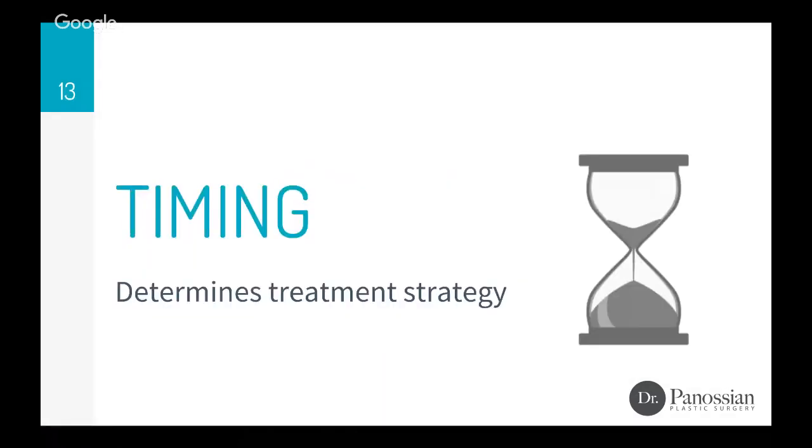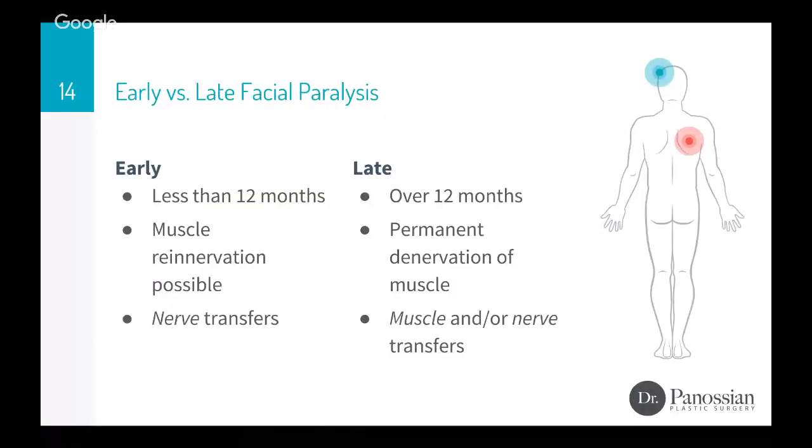Now, timing. This is a very important aspect of any peripheral nerve injury, and this also applies to the treatment and intervention for facial paralysis. It really determines what our strategy is going to be. The way I like to look at this is paralysis occurring in the early phase or in the late phase. Of course, there's an intervening intermediate phase, which is sometimes difficult to pin down. But in general, we discuss early paralysis as that which has been in place for approximately 12 months, or late paralysis, which has been past the 12-month mark.